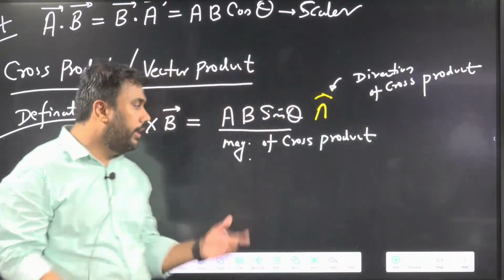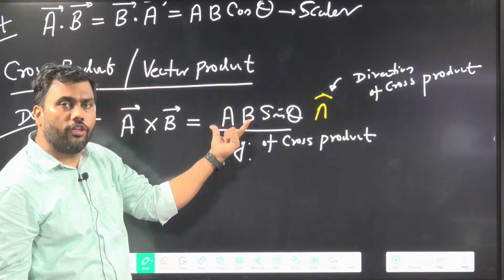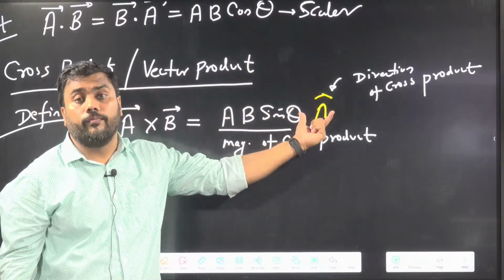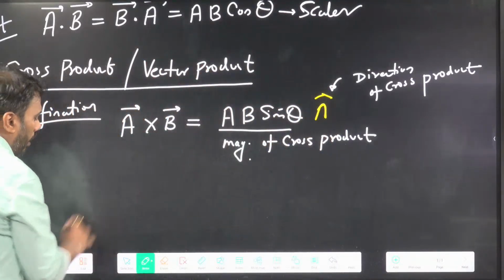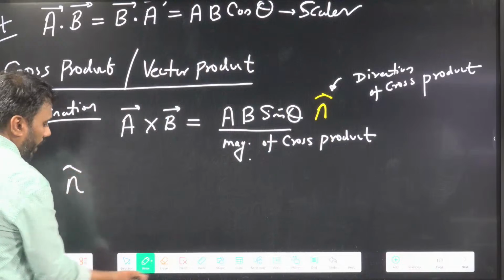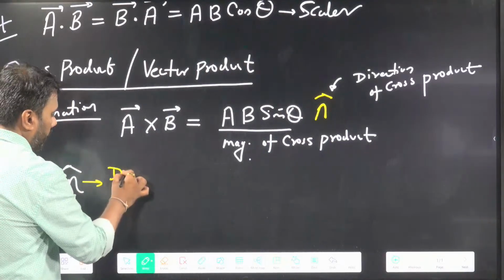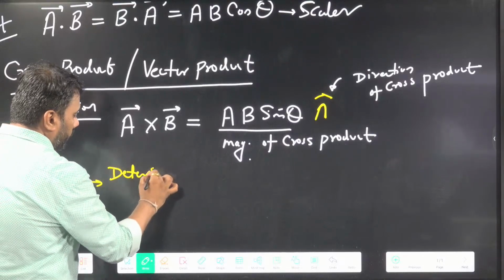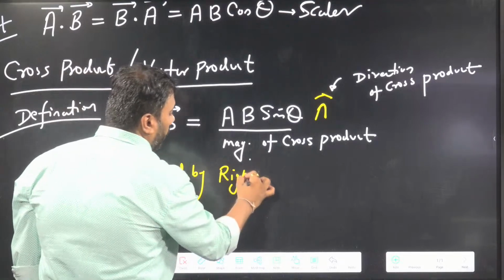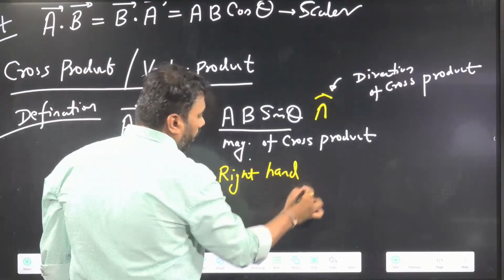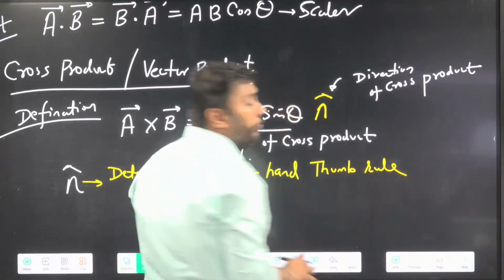Any vector can be written as magnitude into direction. So this is magnitude of A cross B. This is direction of A cross B. What is this n cap? N cap gives you direction of cross product. Now how to find n cap? N cap is determined by the right hand thumb rule. What is right hand thumb rule?